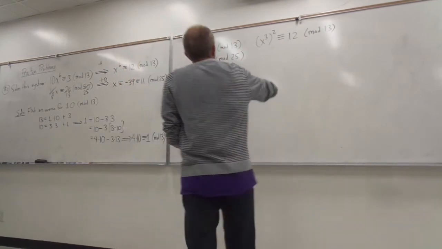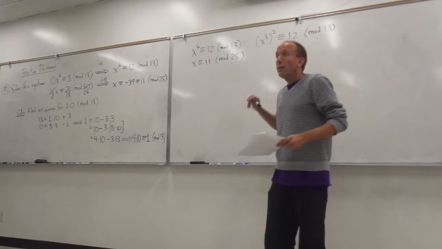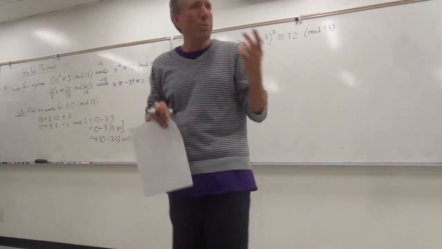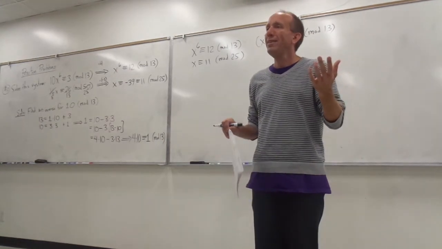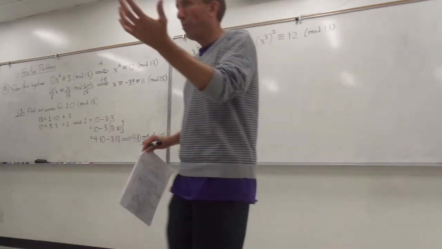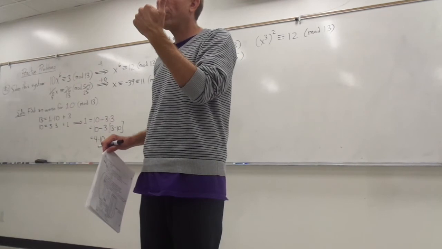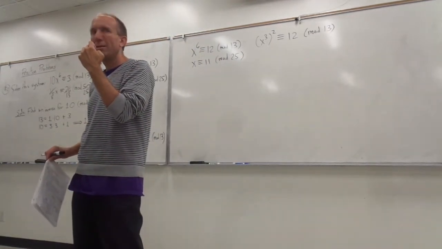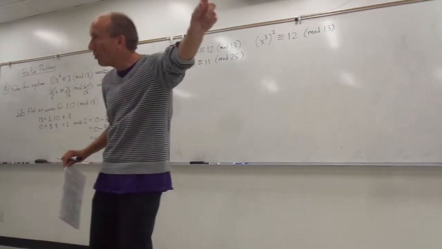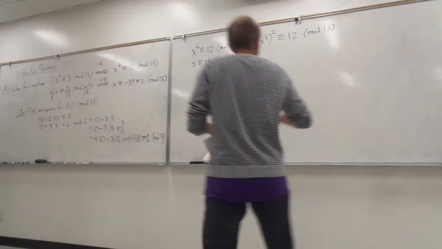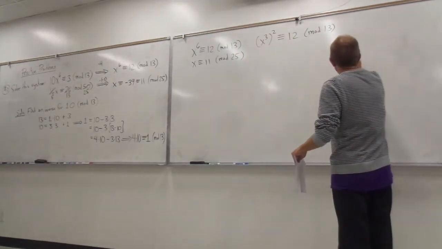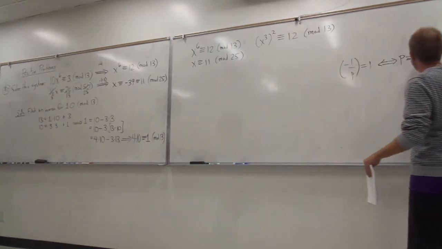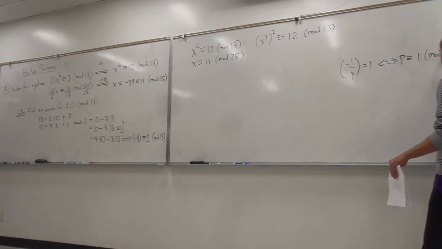So 12 is the same as negative 1 in the world of mod 13, right? So under what circumstances is negative 1 a quadratic residue? In other words, when is negative 1 a perfect square, modulo which primes? P has to be congruent to 1 mod 4. Do you guys remember that? The Legendre symbol of negative 1 with respect to P is 1 if and only if P is congruent to 1 mod 4.